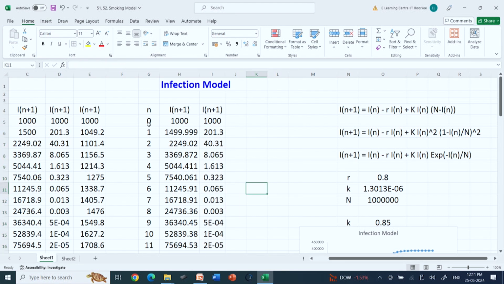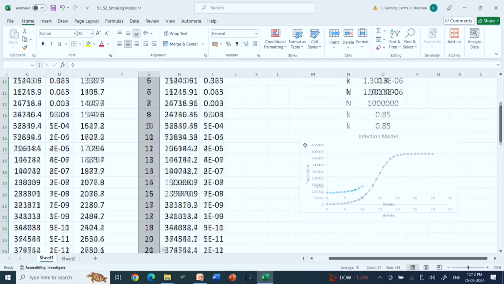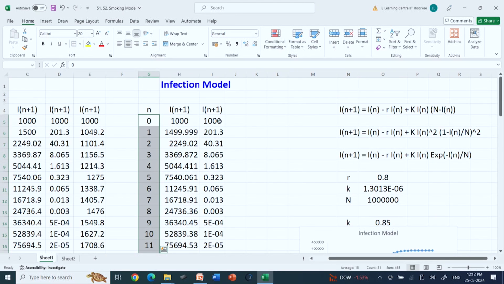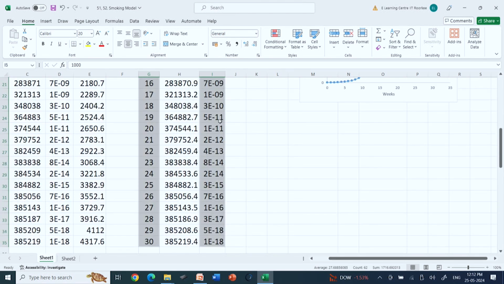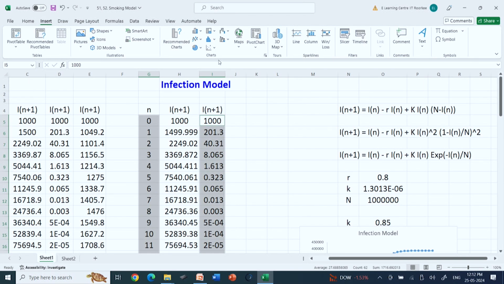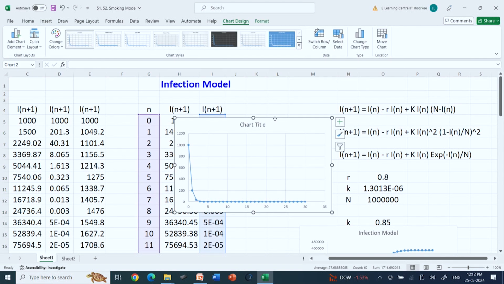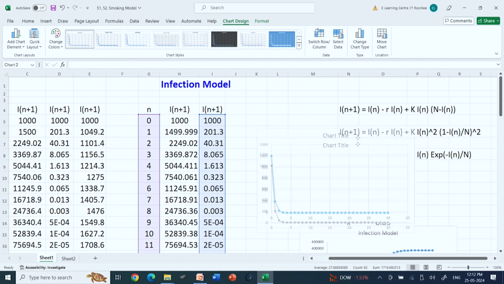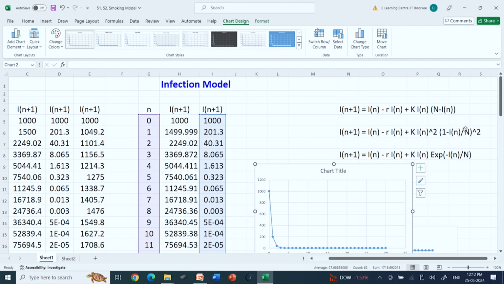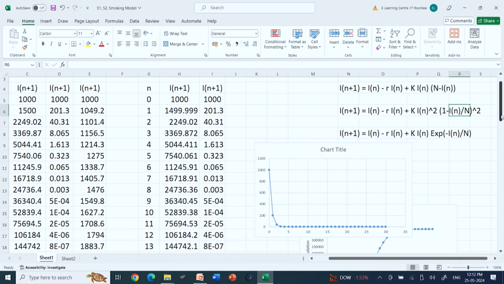So, if I now plot this and this, insert the charts. I can see this particular law gives the model going to 0. So, this model is stable about I star equal to 0.